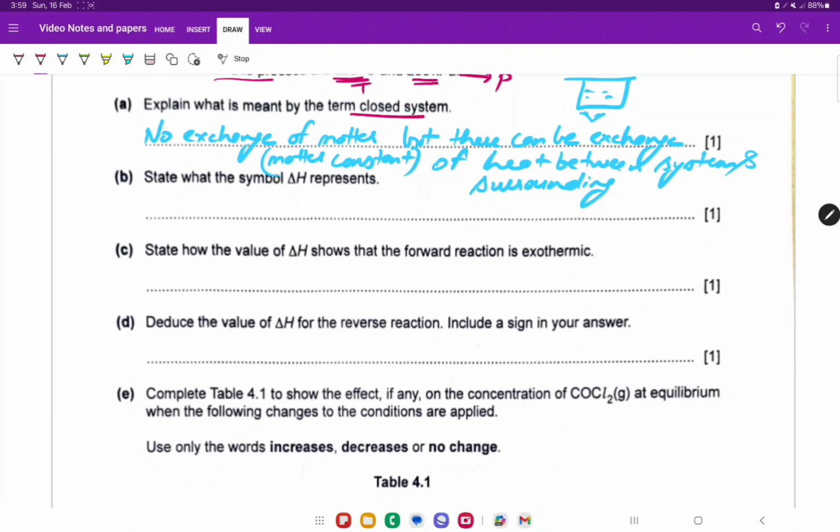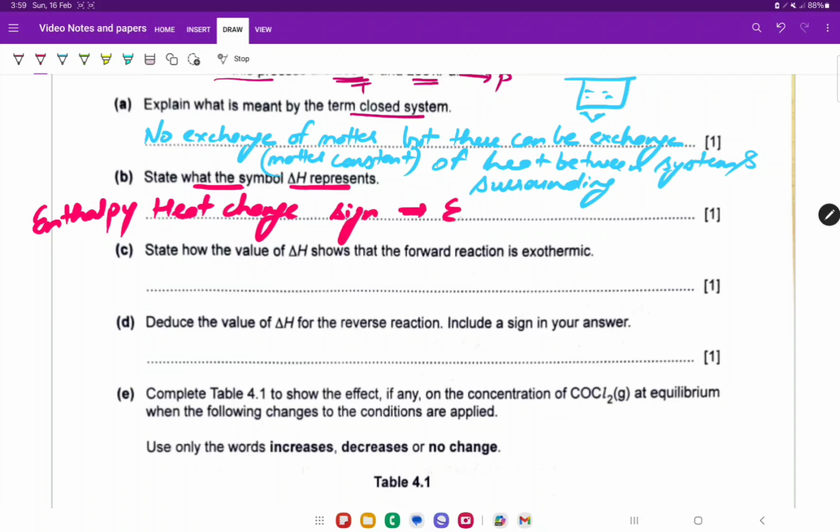Next question is: state what the symbol delta H represents. Delta H represents heat change, or enthalpy. We also call it the enthalpy of reaction. So delta H represents heat change, and the sign of delta H shows whether the reaction is exo or endo. For exothermic, delta H should be negative, and for endothermic, delta H should be positive.